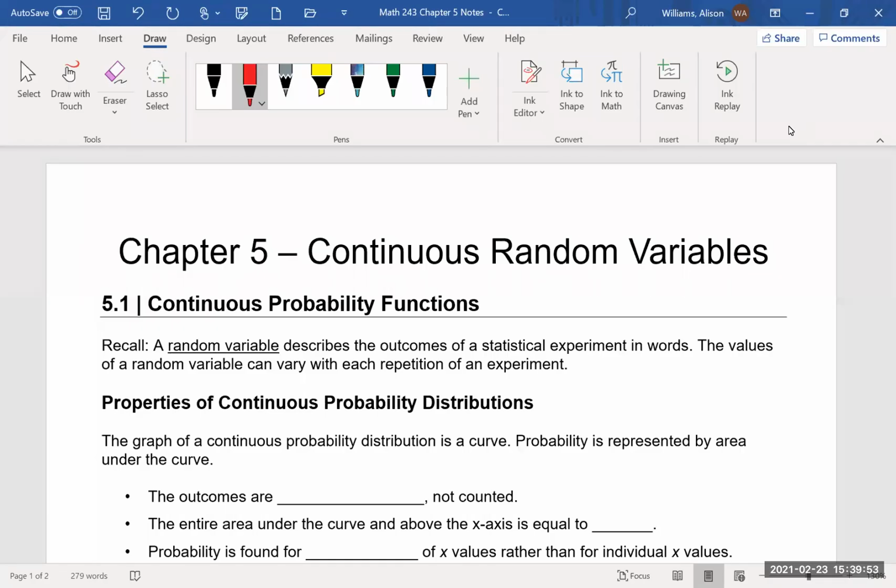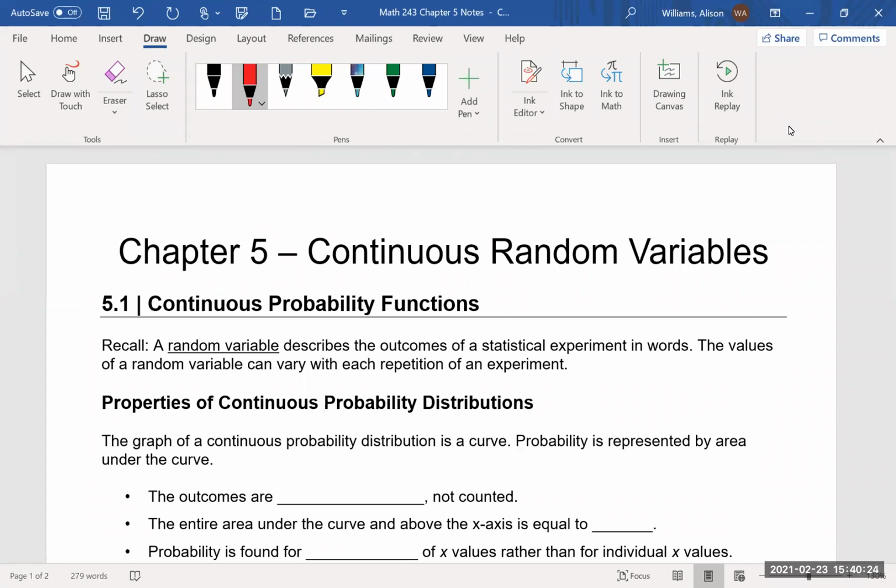In this video, we're going to talk about continuous probability functions. Now, this is in the chapter devoted to talking about continuous random variables. So you might remember in the last chapter, we talked about a random variable, and a random variable describes the outcomes of a statistical experiment in words. So we would look at what would happen when we'd run an experiment like, how many heads would you obtain when you flip the coin 6 times?